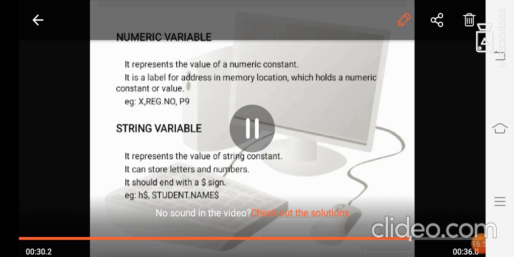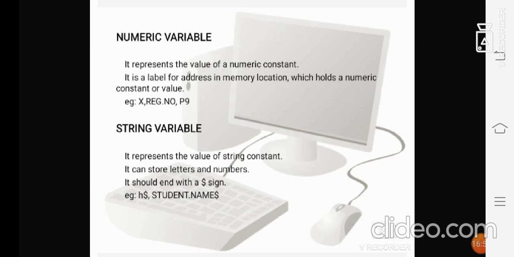Next, we are moving on to numeric variables. It represents the value of a numeric constant. It is a label for an address in a memory location which holds a numeric constant or value. Like example X, register number, page. These are the numeric variable examples.